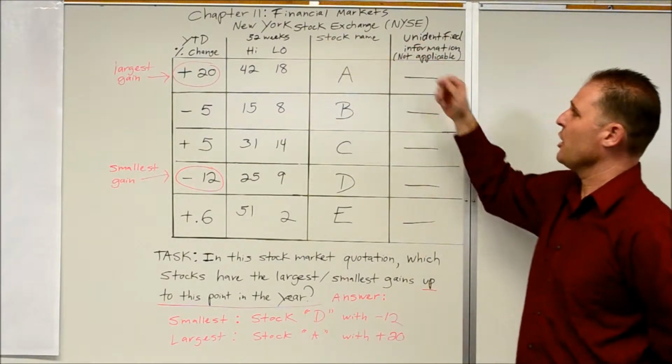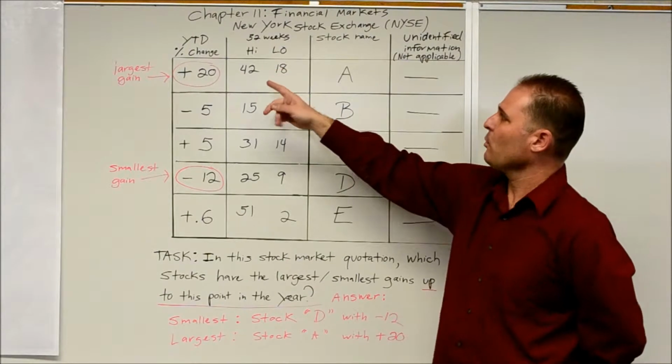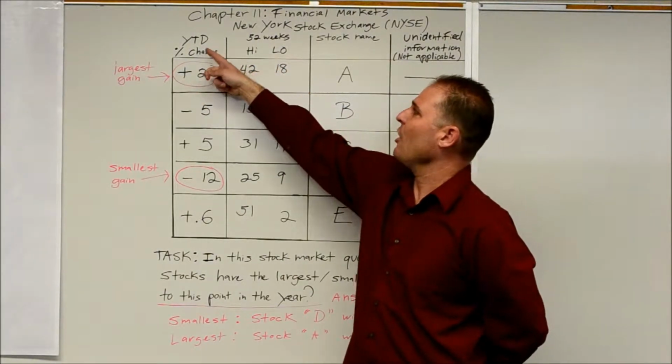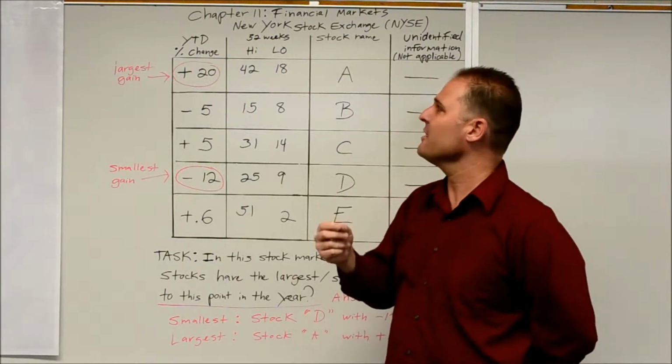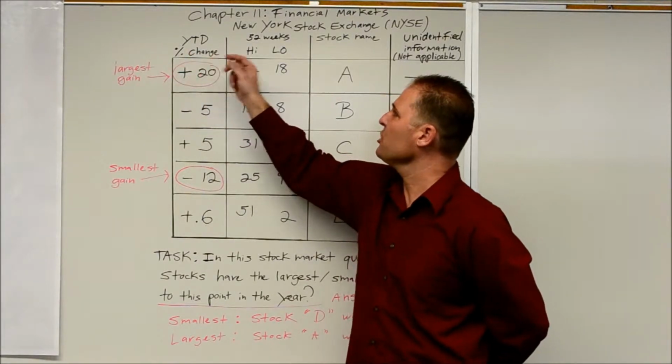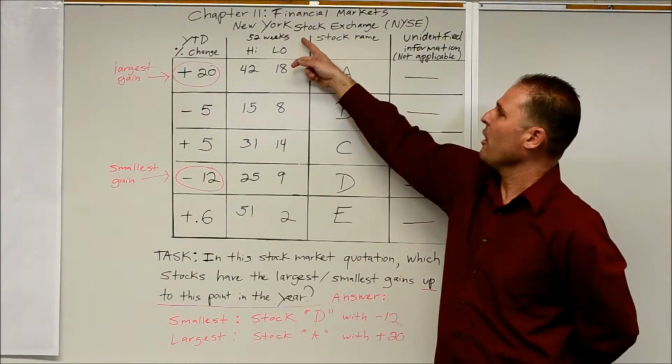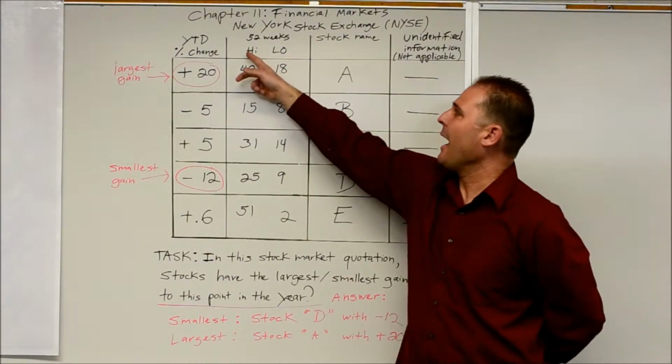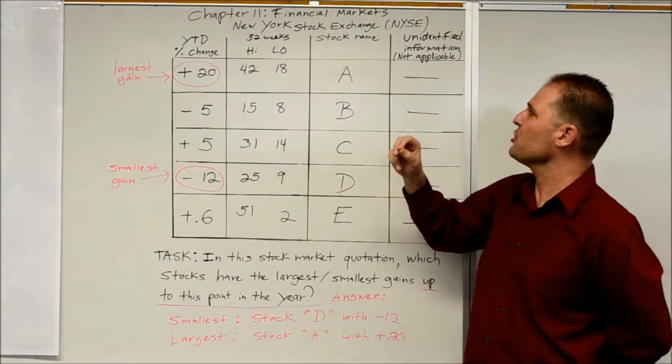New York Stock Exchange. So if you look from left to right, the first column will show what's called YTD, that means year-to-date percentage change. Our next column will show a 52-week period, a high point and a low point for each stock.